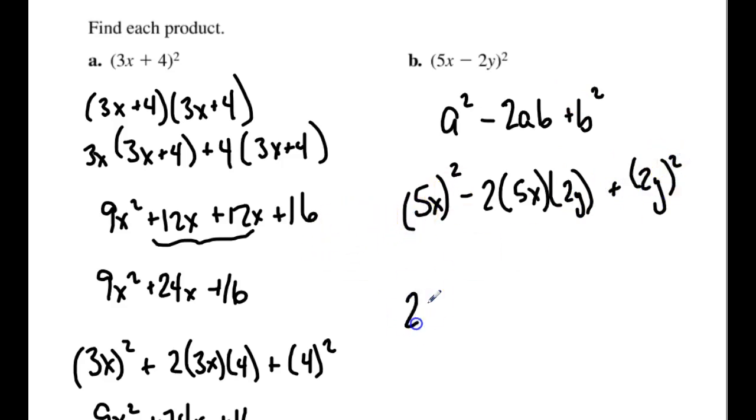So 5 times 5 is 25x squared. 2 times 5 is 10, times 2 is 20, so minus 20xy. 2 times 2 is 4, and y squared. Okay, so I can do this even if there's multiple variables involved and not just numbers. Just look at each thing individually, and then I can combine what I have and what I know. And so here would be my final answer.